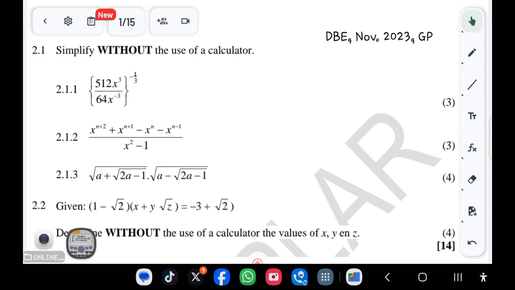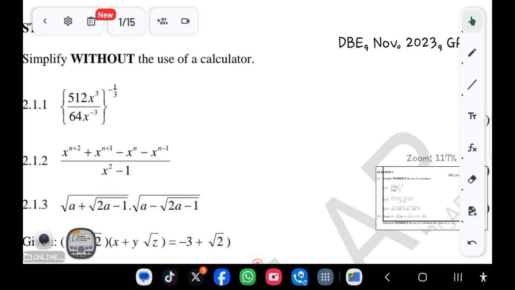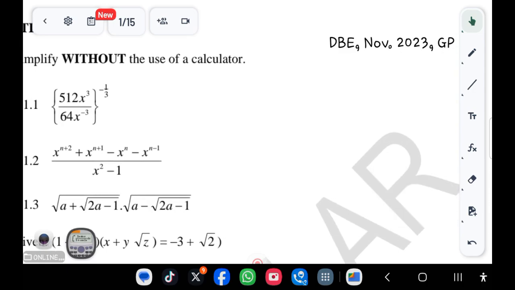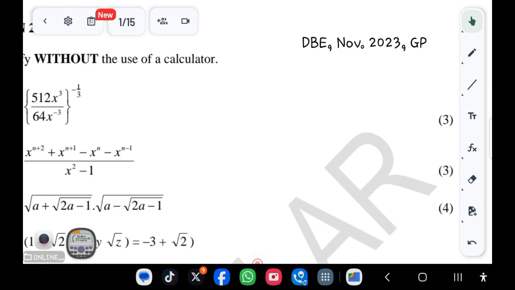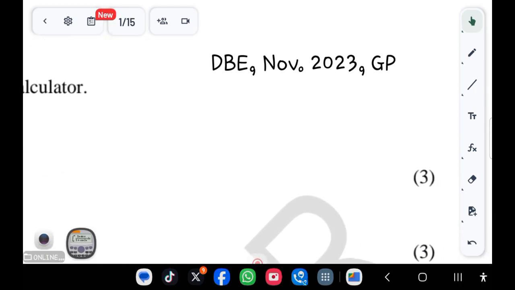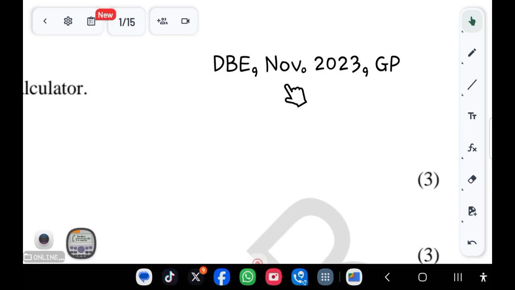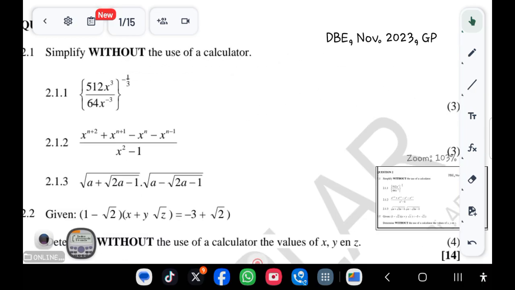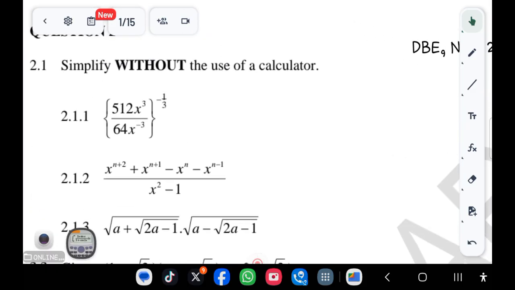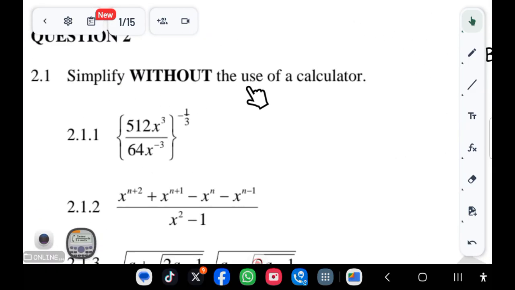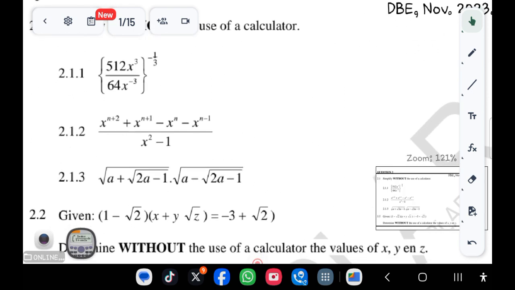And in this video, we're going to focus on Mathematics Grade 11, a four-part series, and this is video 3 of that four-part series. This question comes from the November 2023 Gauteng Province Department of Education, and this is the chapter of Exponents and Surds. 2.1 goes, simplify without the use of a calculator.